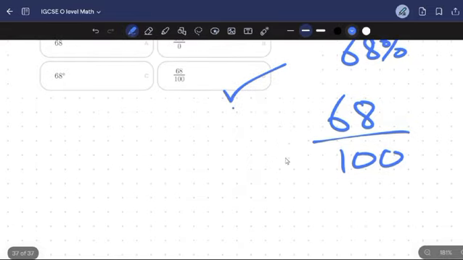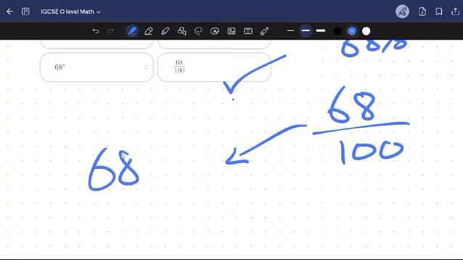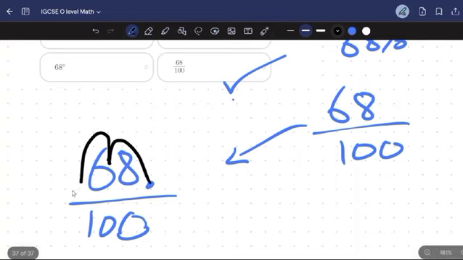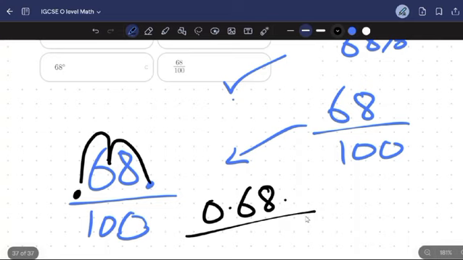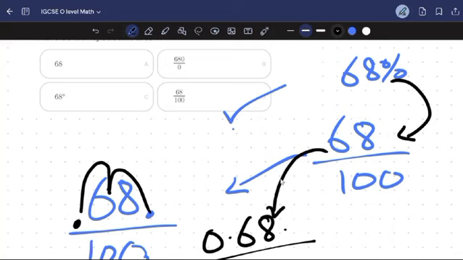Or sometimes you might have to write this as a decimal. So 68 out of 100 has two zeros, so the decimal point will move towards the left two times, 1 and then 2, so it will be here. So 0.68 will be the decimal value of 68 over 100. That's how we convert. We converted a percentage to a fraction, and then we converted a fraction to a decimal. So this is the roadmap we might need to follow.